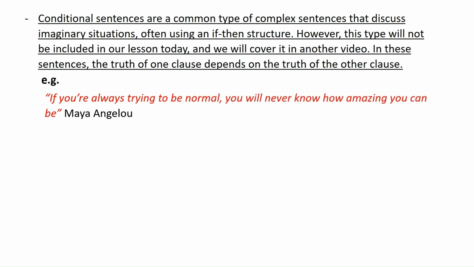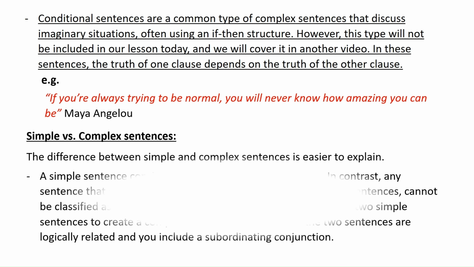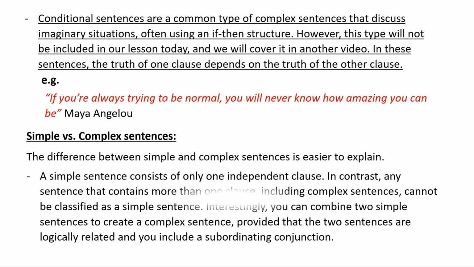Simple sentences versus complex sentences. A simple sentence consists of only one independent clause. In contrast, a complex sentence consists of two clauses or more. On the other hand, we can connect two simple sentences using a subordinating conjunction, provided they are logically related in meaning. For example, we have here two independent clauses. Ali ate a giant cookie. He got a stomachache. We will conjoin them together. After Ali ate a giant cookie, comma, he got a stomachache.